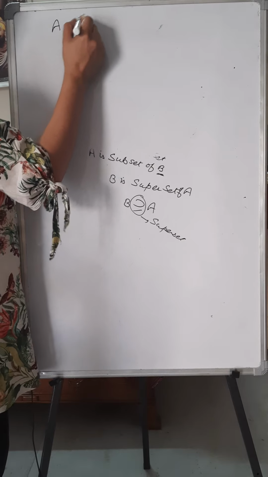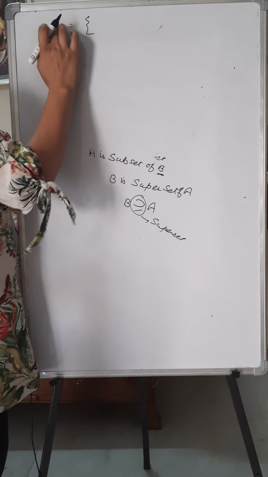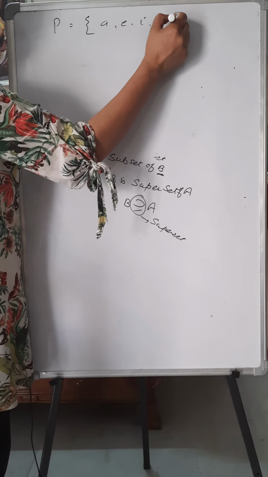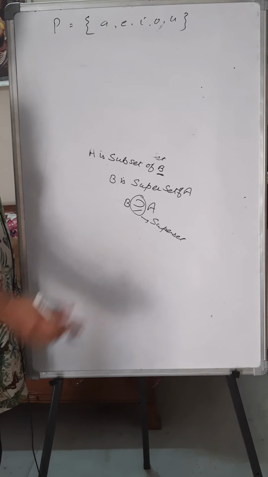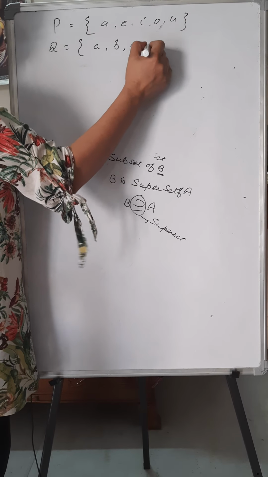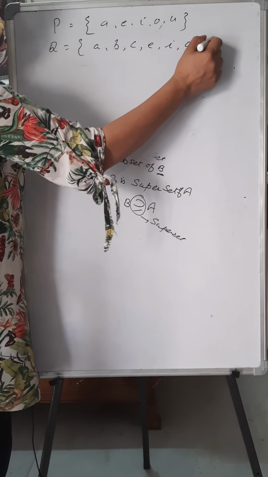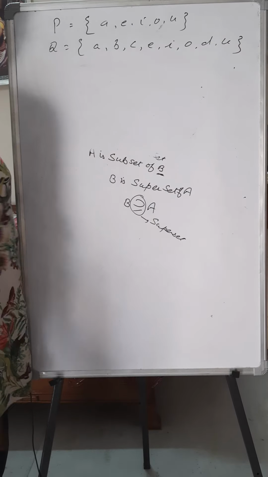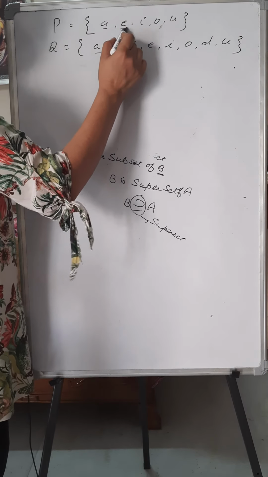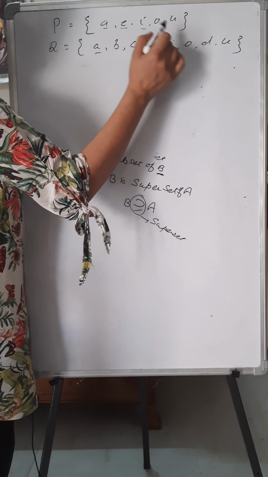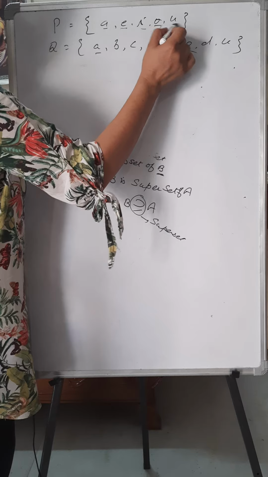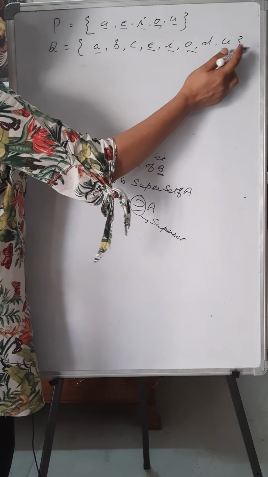Let us change the set. Set P has A, E, I, O, U. These are the elements of set P. Set Q has A, B, C, E, D, I, O, U. A of P is present here in Q. E of P is present in Q. I of P is present here. O of P is present here. U of P is present here in Q.